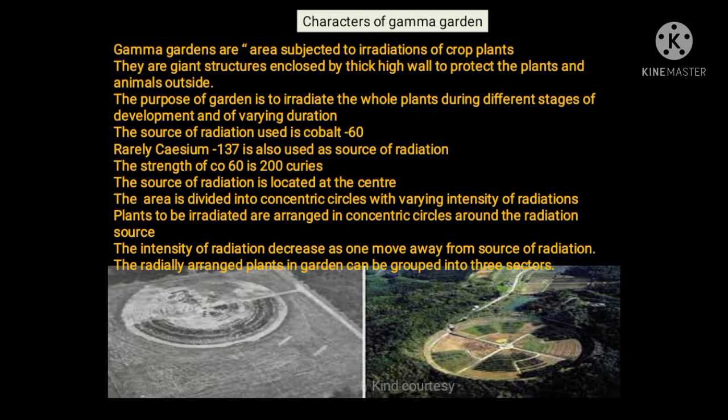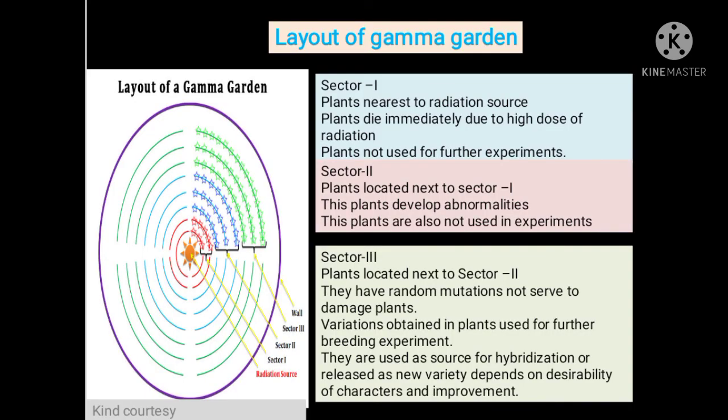The radially arranged plants in a garden can be grouped into three sectors. We'll see later on. This is the layout of gamma garden, which is divided into three sectors. In the first sector, the plants are nearest to the radiation source. Plants die immediately due to the high dose of radiation. These plants are not used for further experiments.